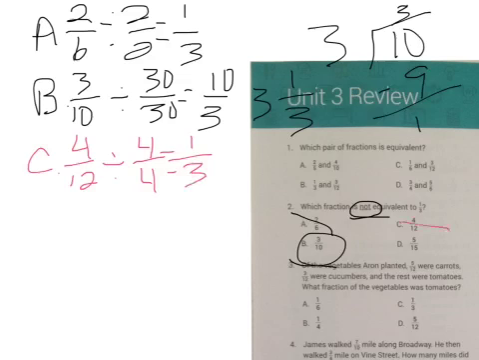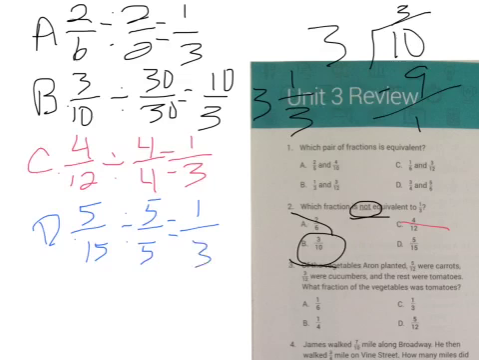And then let's look at D. D is 5 over 15. And we know that's both going to divide by 5. And that's going to give us 5 will divide into 5 one time, and then 5 will divide into 15 3 times. So we know that is not correct either.